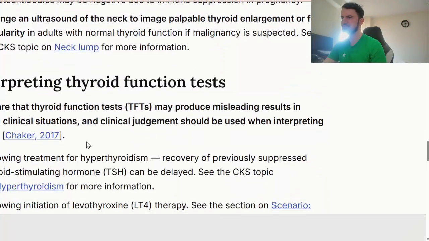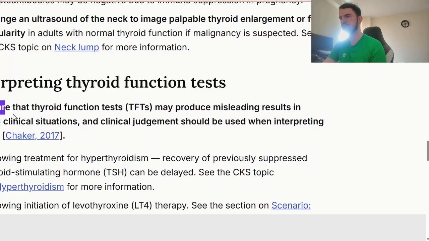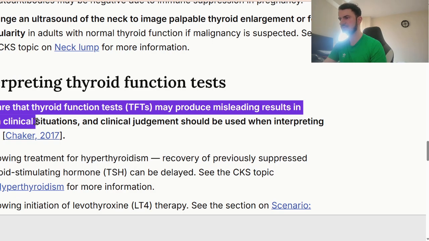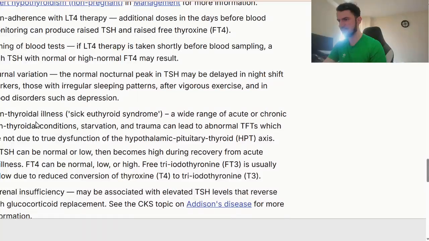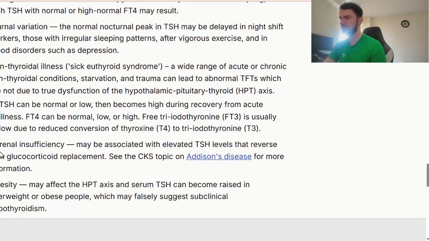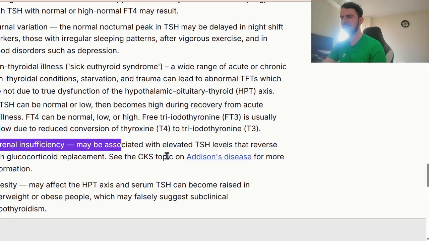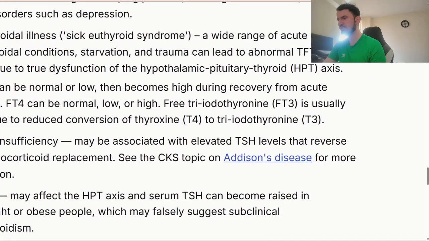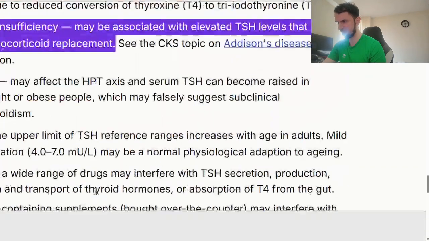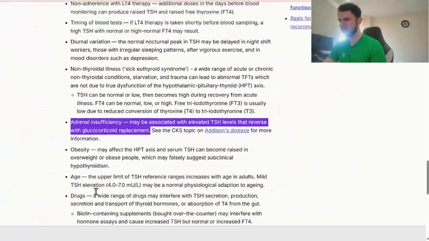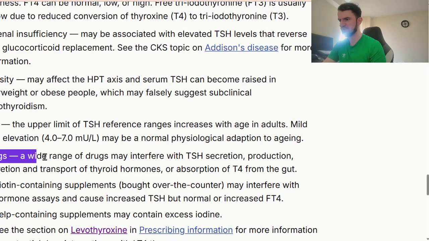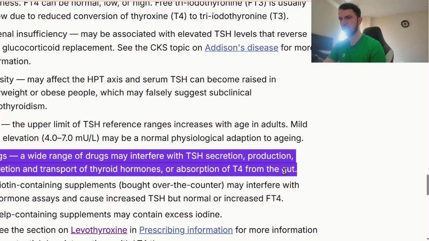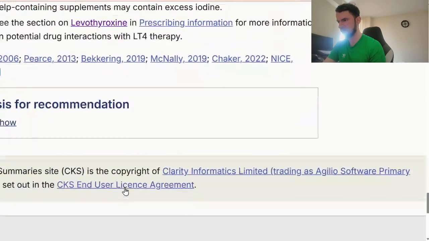So interpreting TFTs, be aware that TFTs may produce misleading results in certain clinical situations, and this is very, very important. Adrenal insufficiency may be associated with elevated TSH levels that reverse with glucocorticoid replacement. A wide range of drugs may interfere with TSH secretion, production, secretion, and transport of thyroid hormones, or absorption of T4 from the gut.